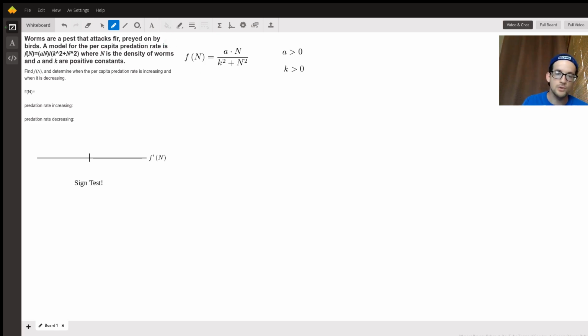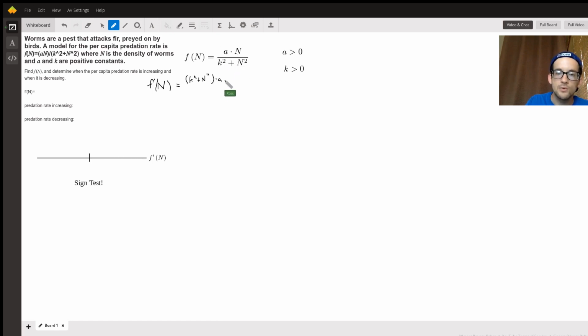So remember, the quotient rule has several steps. I'm going to go through all of them. To take the derivative here, f prime of n, the first step of our quotient rule is we're going to take the denominator, so all of that, k squared plus n squared, and multiply by the derivative of the numerator. In this case, since a is a constant and n is our variable, the derivative of that n will be 1, and we'll just be left with a constant, so times a. A is the derivative of the entire numerator.